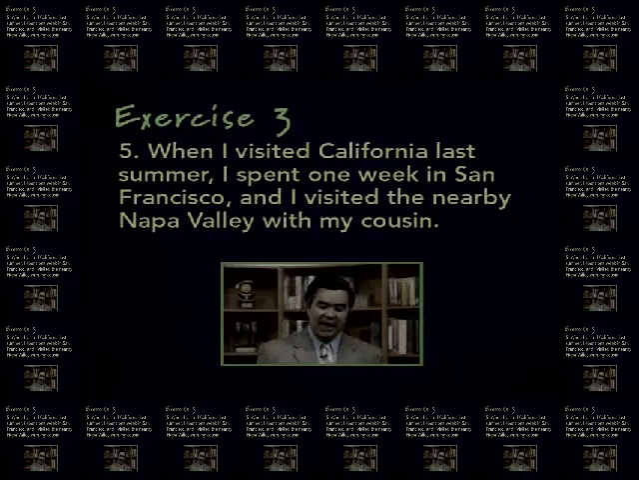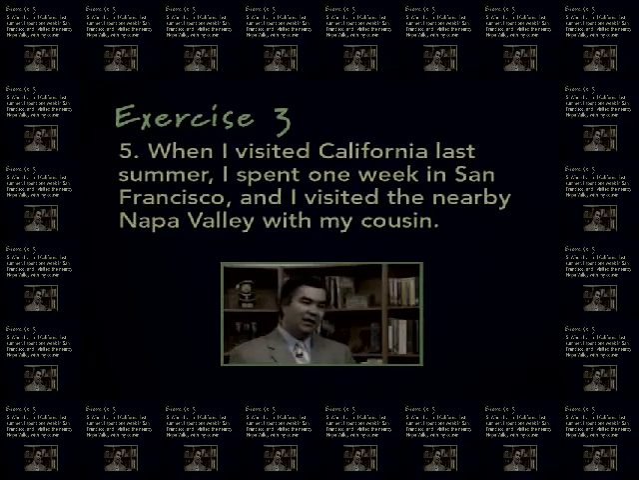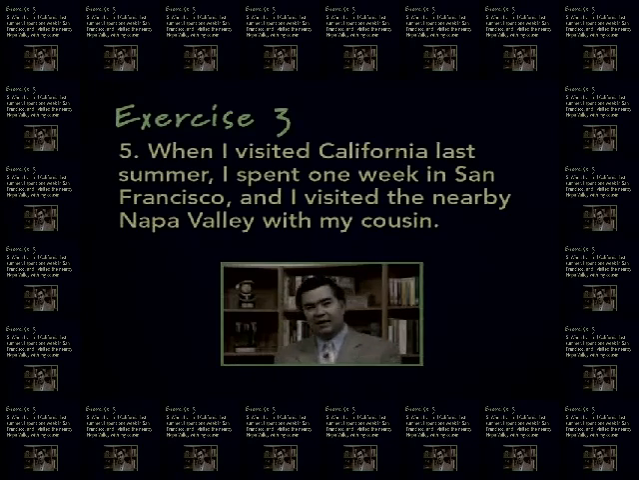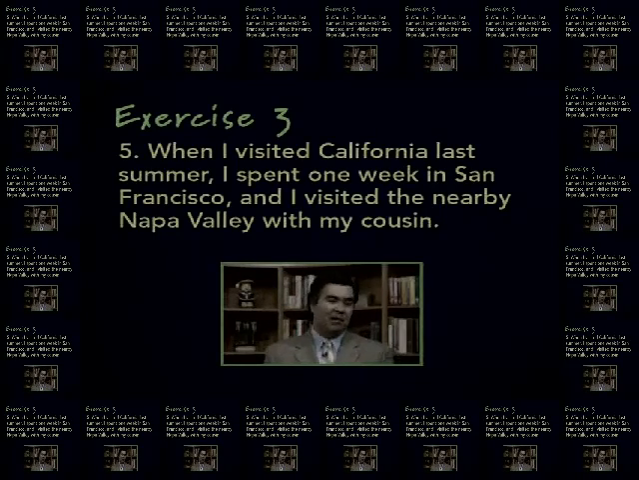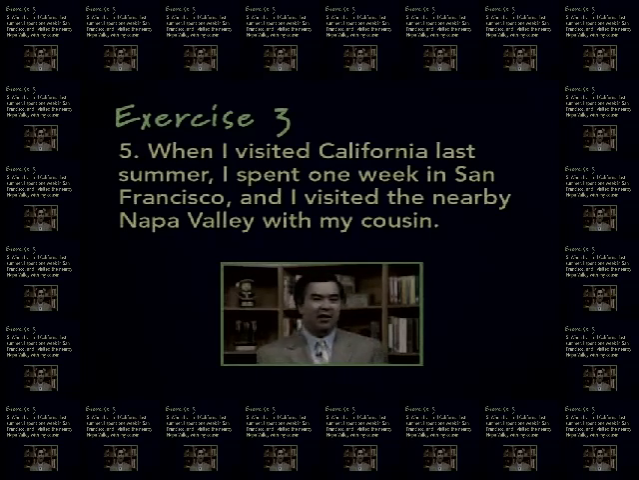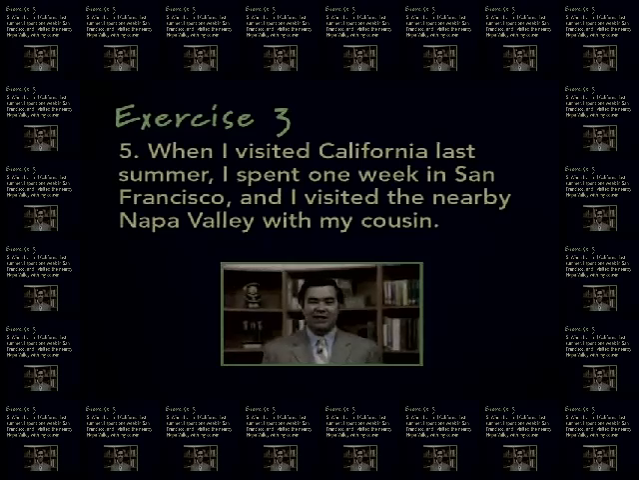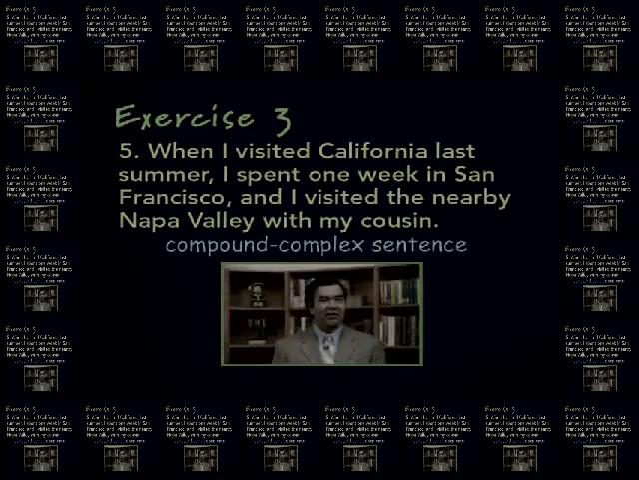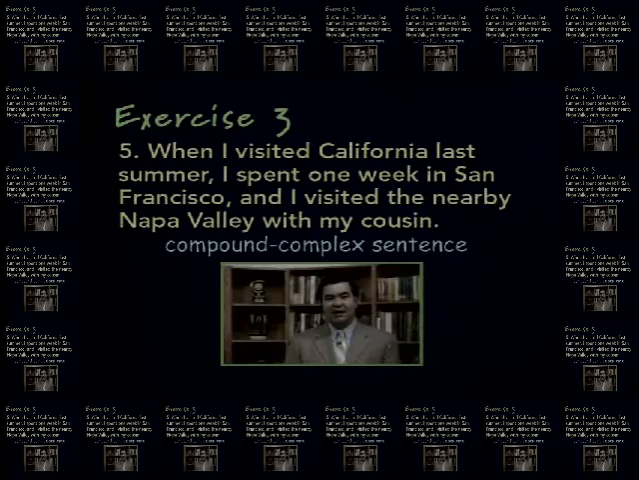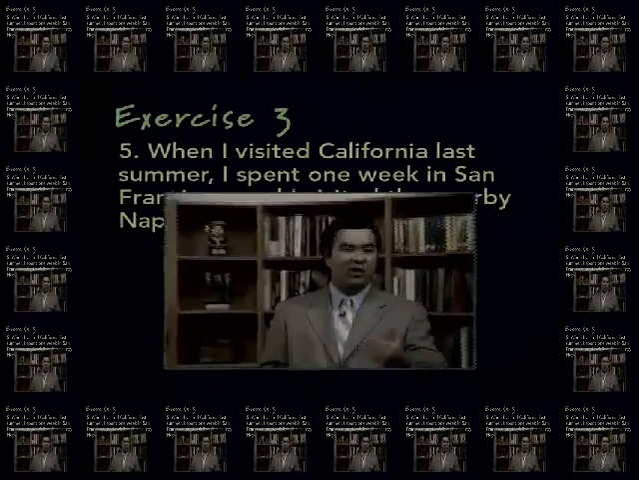The next clause reads, I spent 1 week in San Francisco. This is an independent clause. It could stand alone as a sentence. The last clause reads, I visited the nearby Napa Valley with my cousin. Again, it's another independent clause, and it could also stand alone as a sentence. So in this case, we have a subordinate clause followed by two independent clauses. What kind of sentence does this make? A compound, complex sentence.